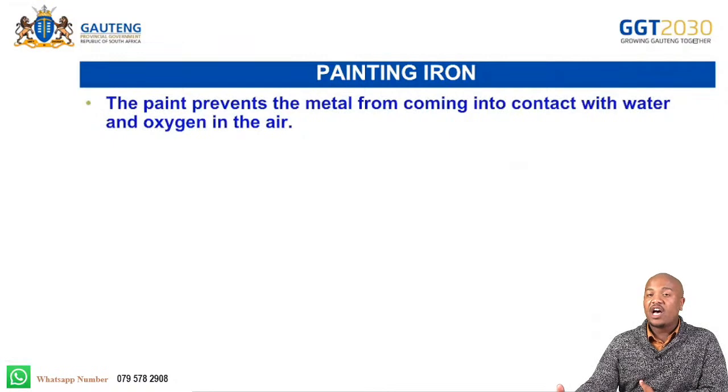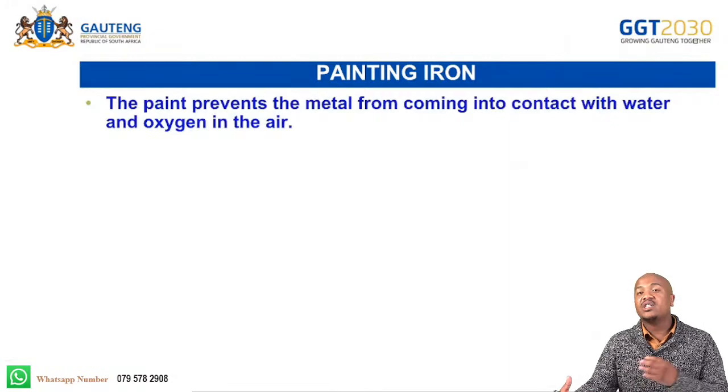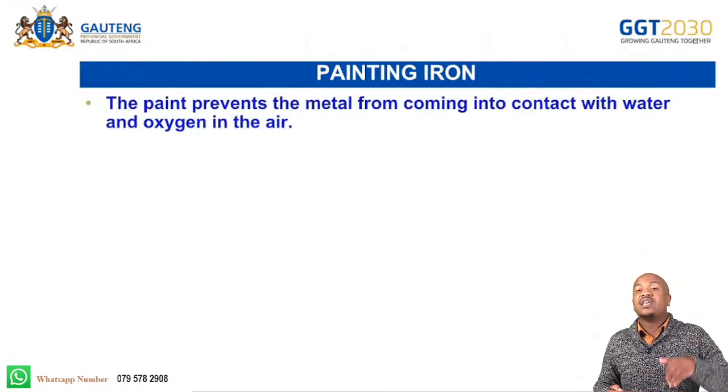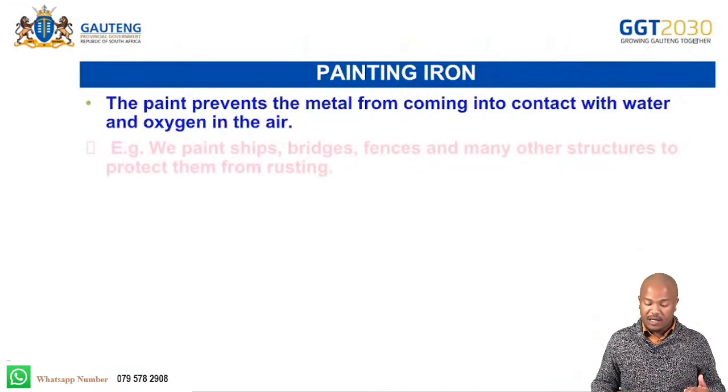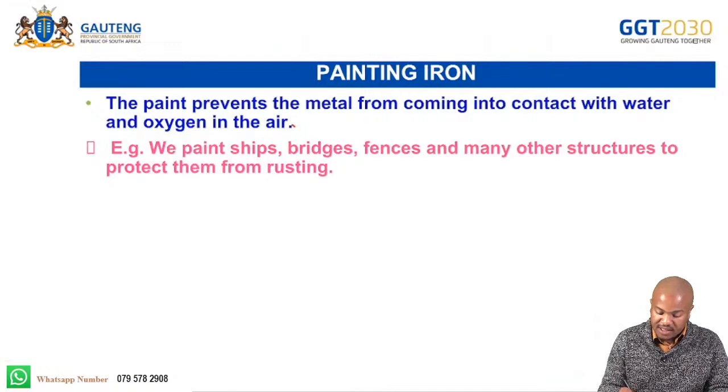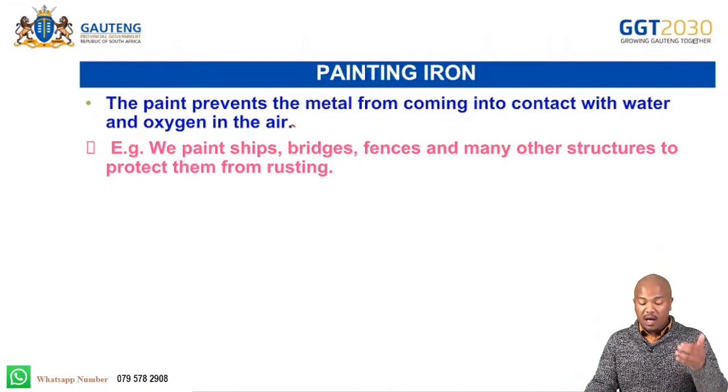By painting iron. This is simply because of what? The paint prevents the metal from coming into contact with water and oxygen in the air. So the water and oxygen in the air firstly react with the paint before they get to the metal, right? That's how we prevent rusting by painting iron.